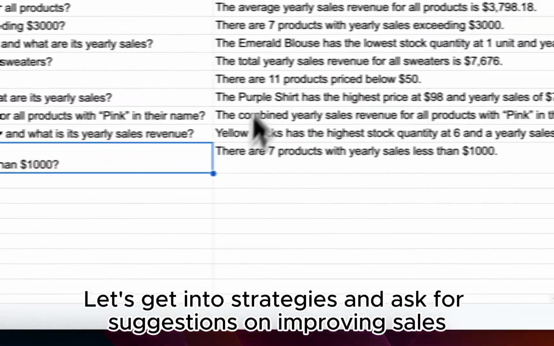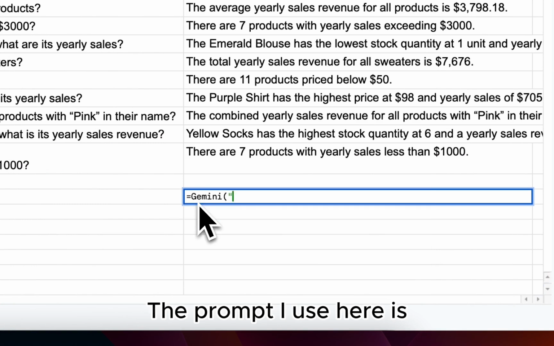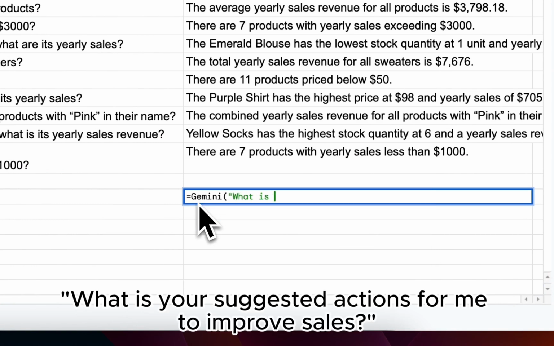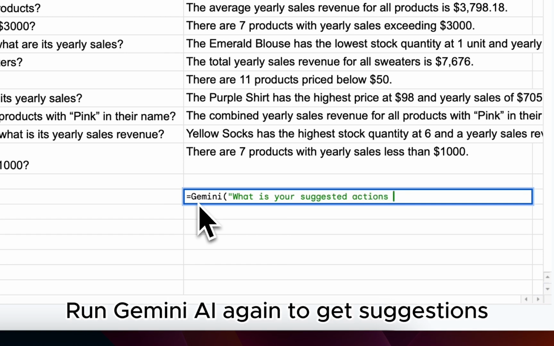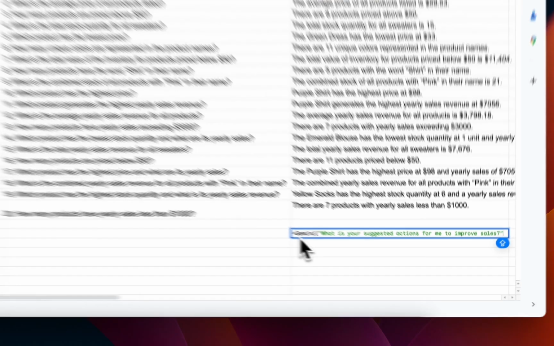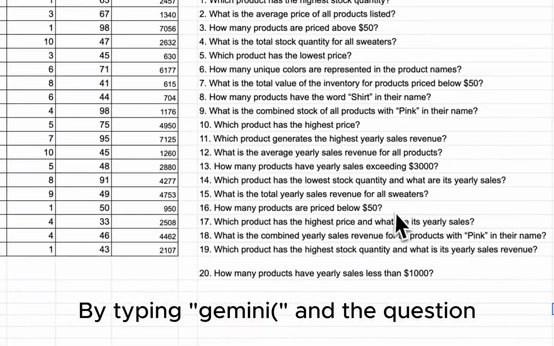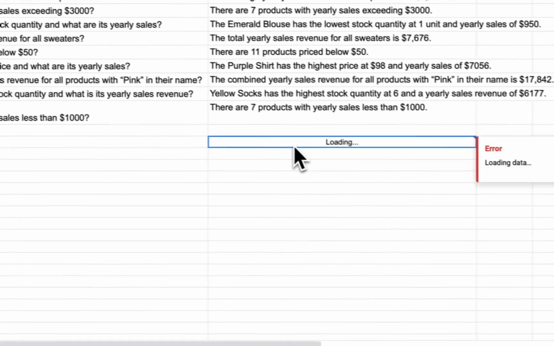Let's get into strategies and ask for suggestions on improving sales. The prompt I use here is, what is your suggested actions for me to improve sales? Run Gemini AI again to get suggestions. You can also ask follow-up questions by typing Gemini and the question.